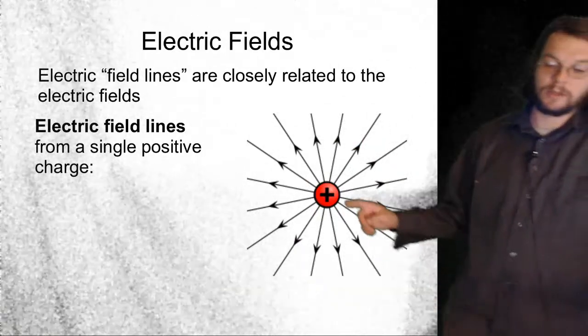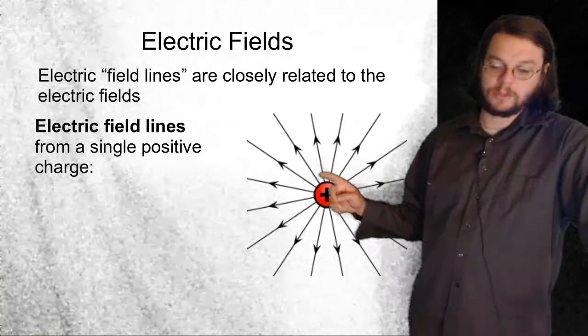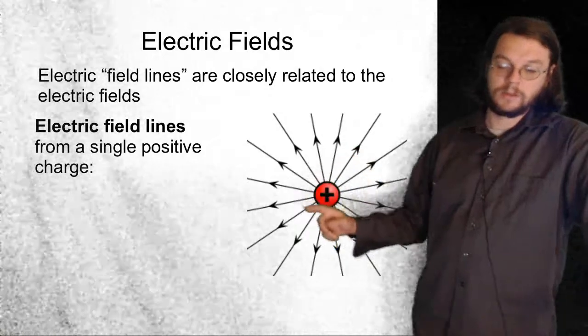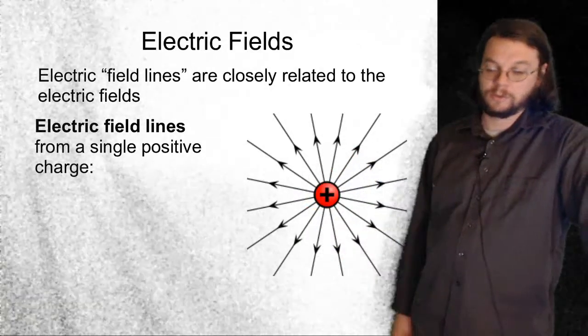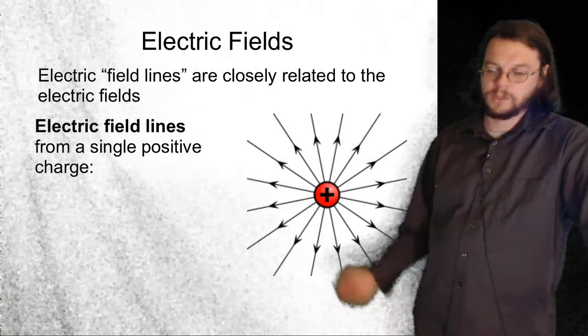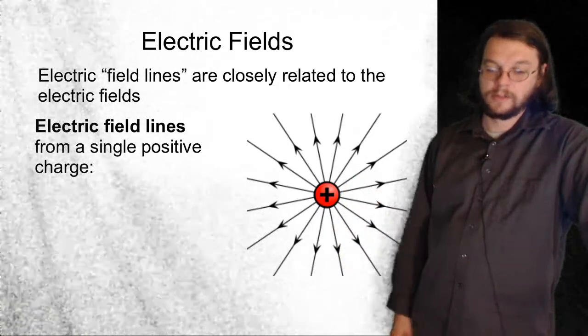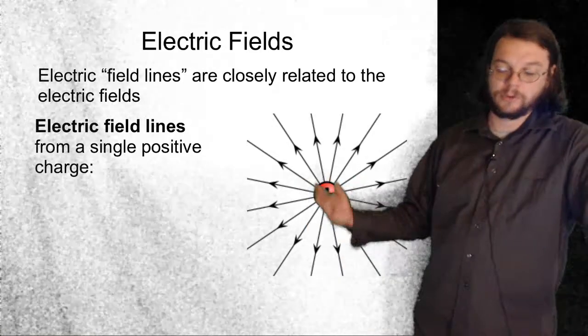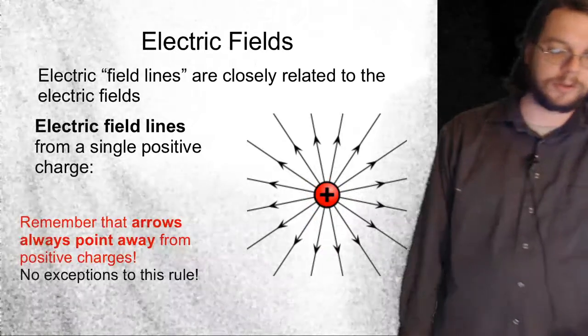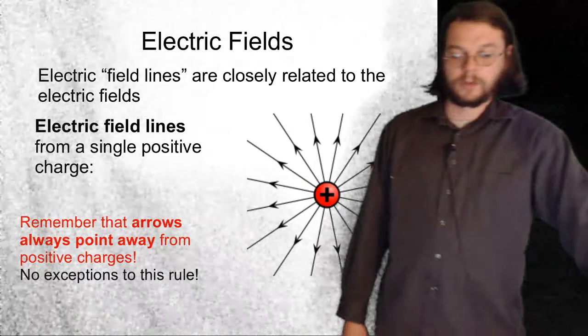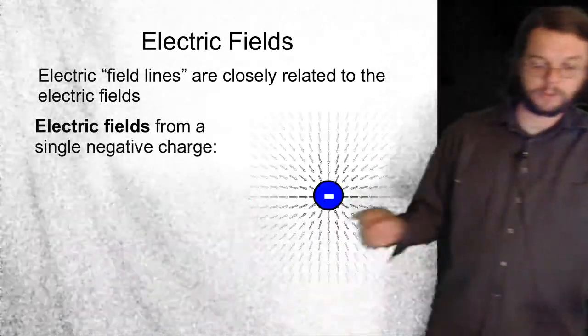And the reason to do this is that it's understood that if these lines are closer together, the strength of the electric field is more. And so it's a nice way of codifying that idea that the closer you are to one of these charges, the stronger the electric fields are. That's right, it always points away.